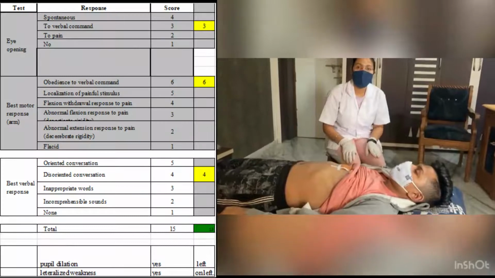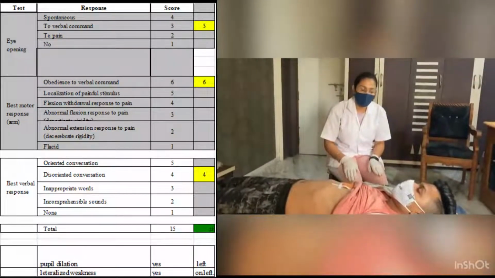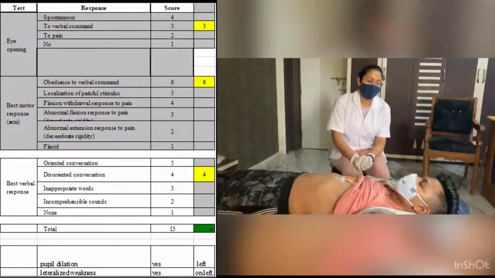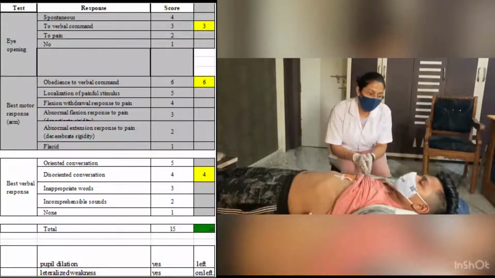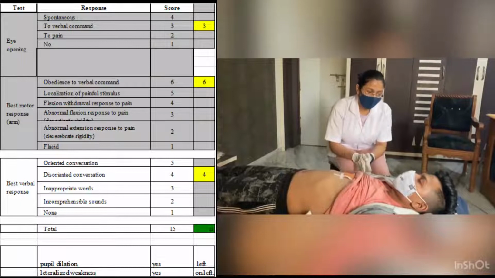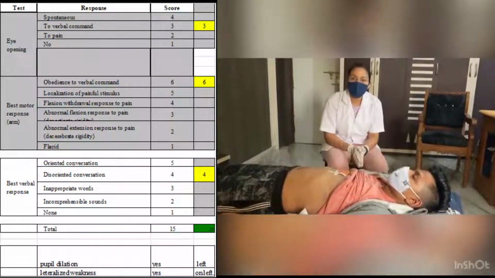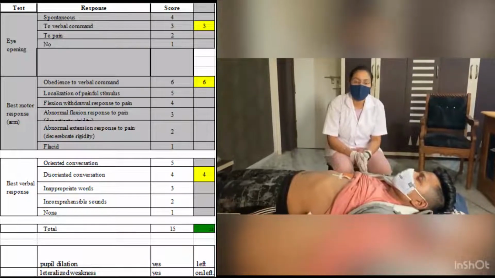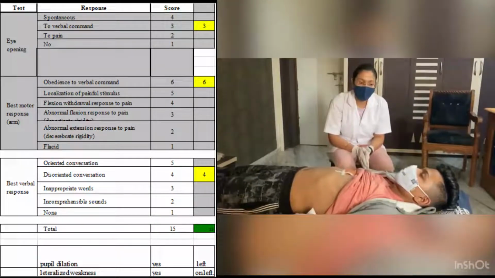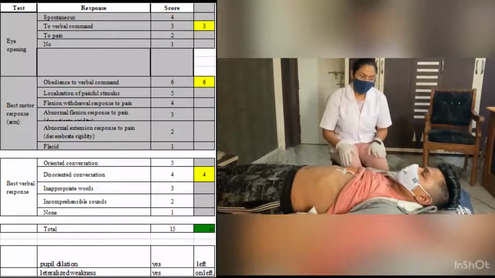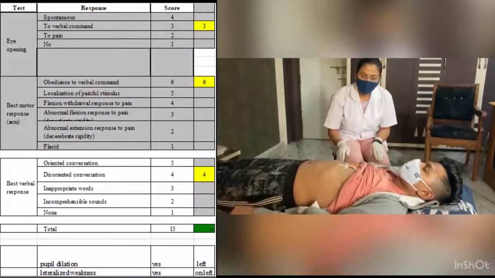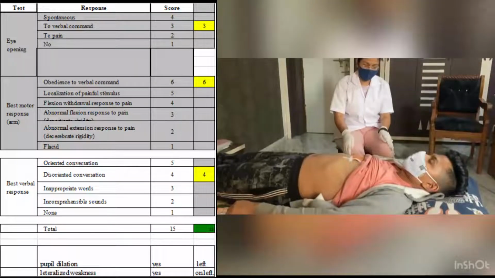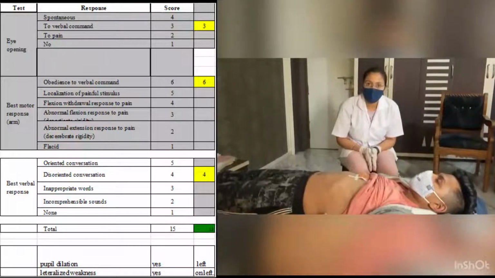I'm going to check his neurological examination. So, is it okay for you? Okay. So, can you open your eyes? Okay. So, there is eye opening to the pain stimuli and he is responding to verbal command. Now, I'm going to check the motor response. So, can you raise your arm little bit? Okay. So the patient is responding to the motor response.